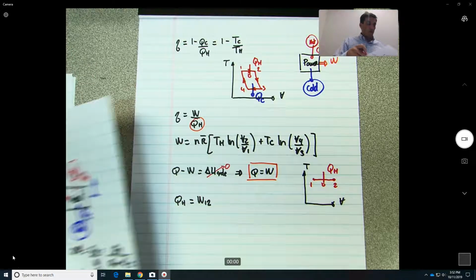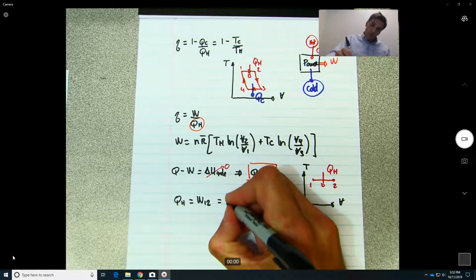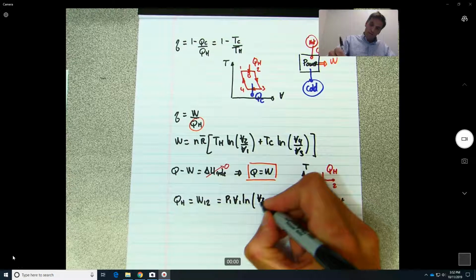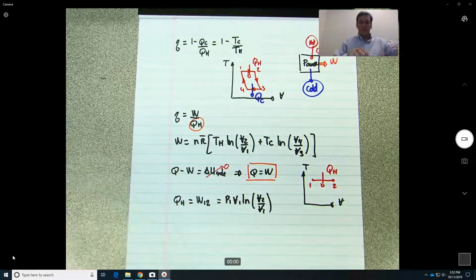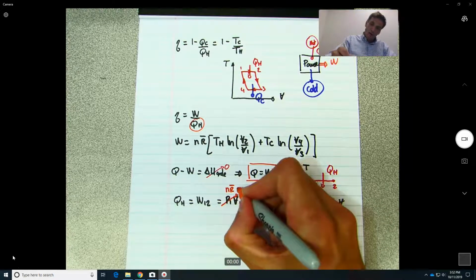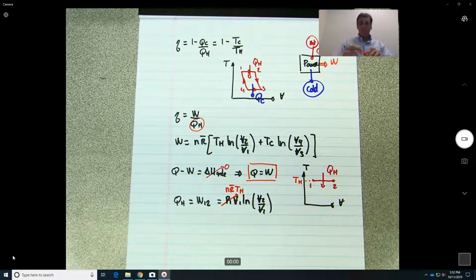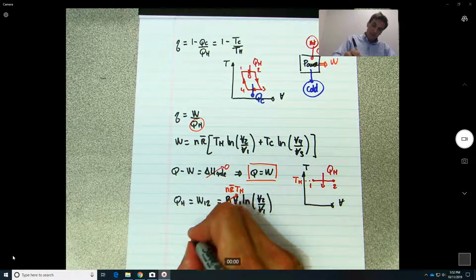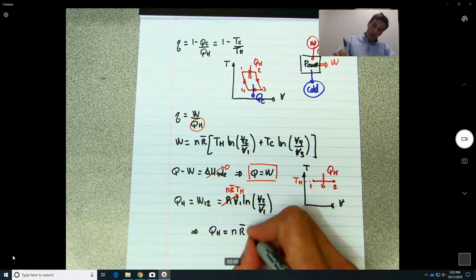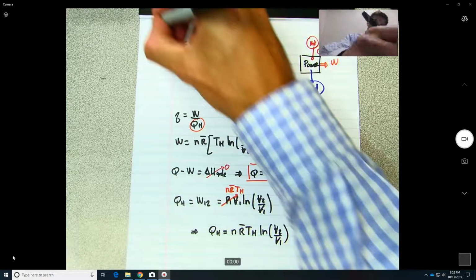So we can go to the previous derivation. Work 1, 2 was equal to P1 V1 log V2 over V1. For an ideal gas, we can do the same thing. This will be equal to what? N R bar T1, which is equal to T hot. Remember? T1 is T hot. So at the end, we have Q hot equal to N R bar TH log V2 over V1.